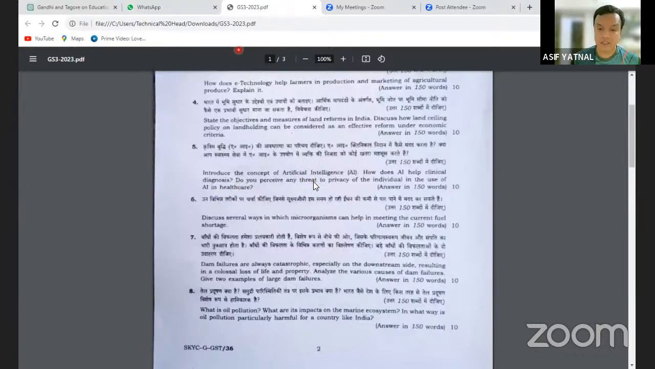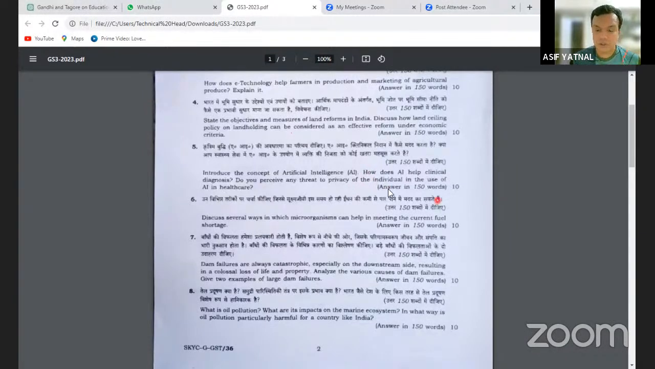AI is a buzzword, right? That's what you can say. Artificial intelligence क्या है वो पूछा गया, simple question है. How does AI help in clinical diagnosis? Clinical diagnosis में AI कैसे मदद कर सकता है in health sector? Do you perceive any threat to privacy of the individual in the use of AI in healthcare?